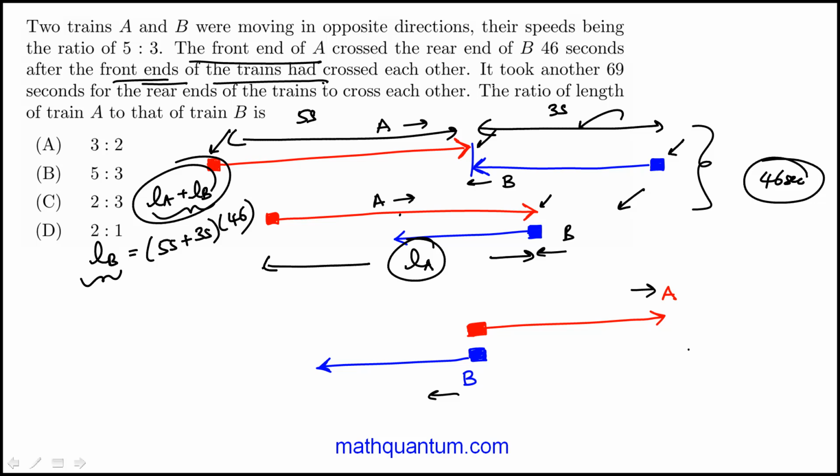Now, they tell us that it takes another 69 seconds for the rear ends of the trains to cross each other, meaning get to that point. Here you will see the distance between the ends is 0, and here it was L sub A, the length of train A. So going from this to the final scenario where the rear ends meet, we've traveled another L sub A, the length of train A.